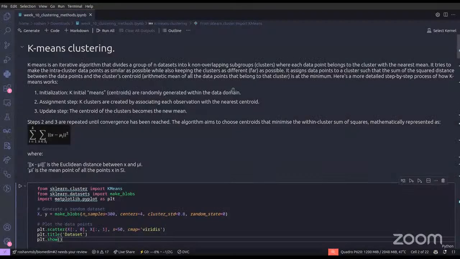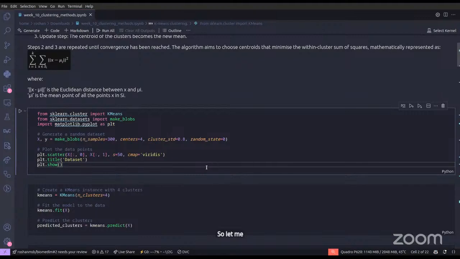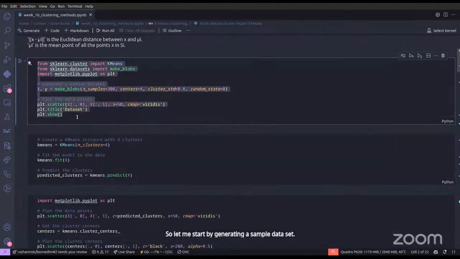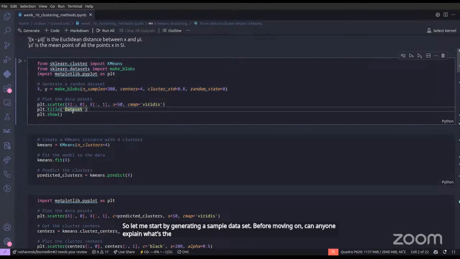Looking at k-means clustering and hierarchical clustering, two different types that we discussed in yesterday's class. Let me start by generating a sample data set. Before moving on, can anyone explain what are the steps involved in doing k-means clustering?